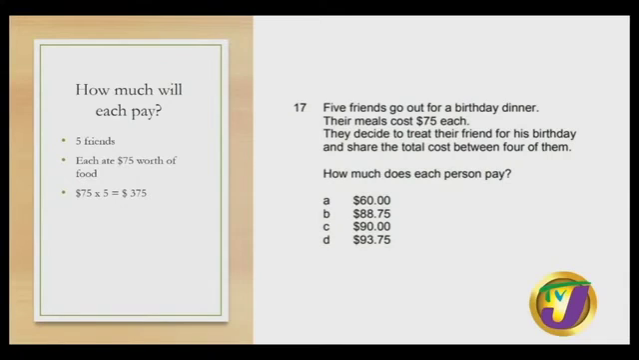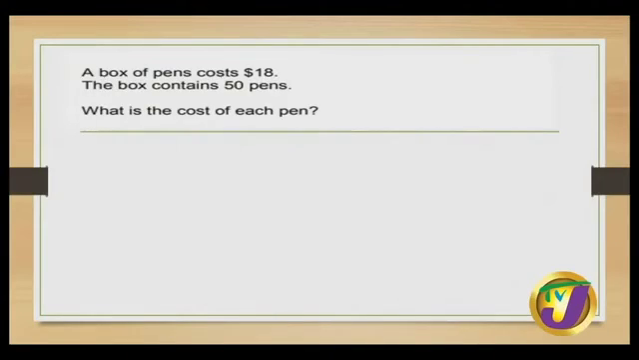How many persons are going to pay the bill? Exactly, it's easy. You're going to divide it by the 4 persons that are covering the bill. So $375 divided by 4, each person will have to come up with $93.75. And that is the answer to that question.